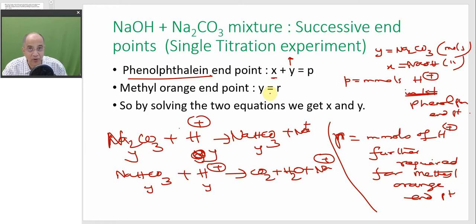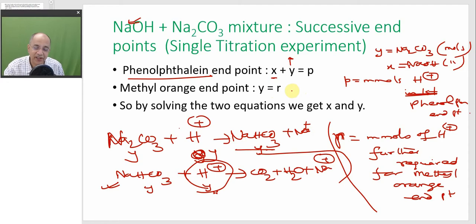You added one more drop of methyl orange. So this will happen. So NaOH is all gone. NaOH is consumed in this step. So another Y will be required. So the number of millimoles of H plus ion consumed in the second half titration using methyl orange will be the same as Y. So supposing that is R, the value of the titer value is R. So R is equal to Y. So solve this equation, you get X and Y.